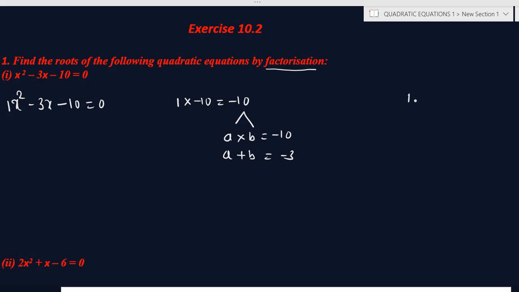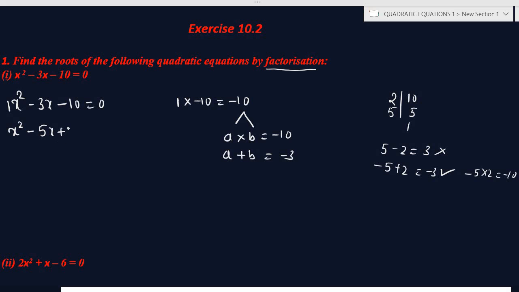See here, for this let us take 5 and 2. 5 into 2 is 10, but 5 into minus 2 is minus 10, and 5 minus 2 is plus 3. We don't want this. Minus 5 plus 2 is minus 3. It is correct, and minus 5 into 2 is also minus 10. Therefore it is the correct answer. So we split it as x square minus 5x plus 2x, giving minus 3x, minus 10 is equal to 0.